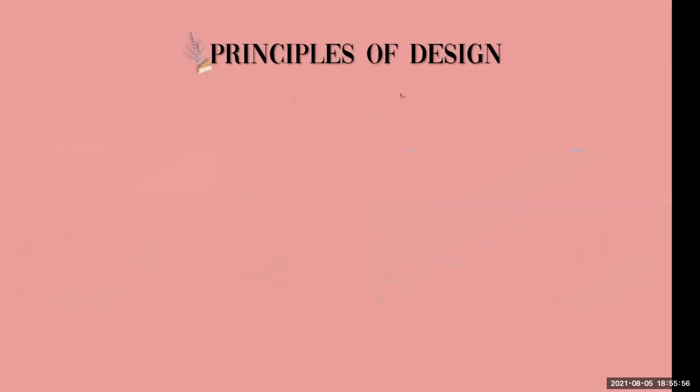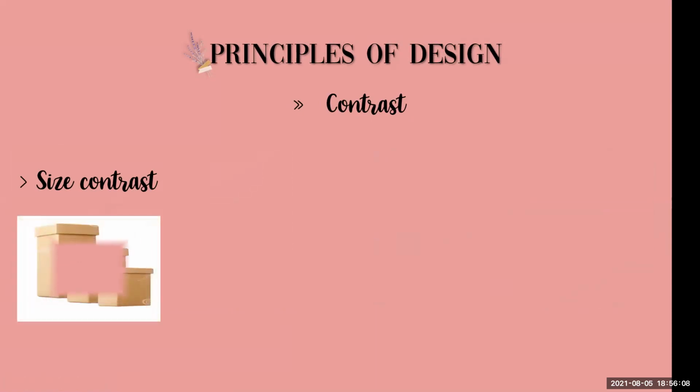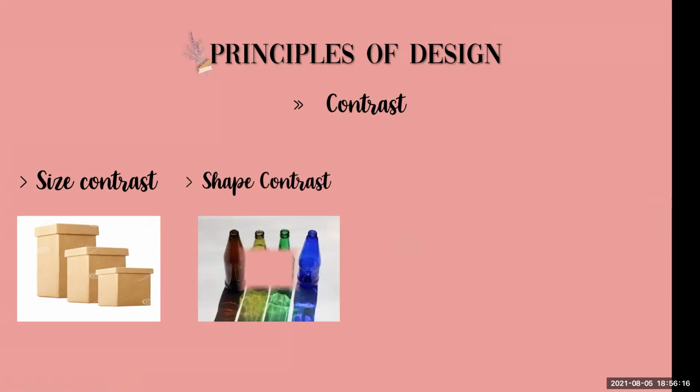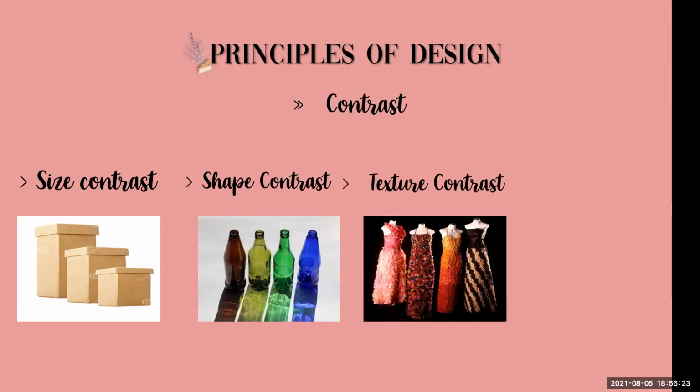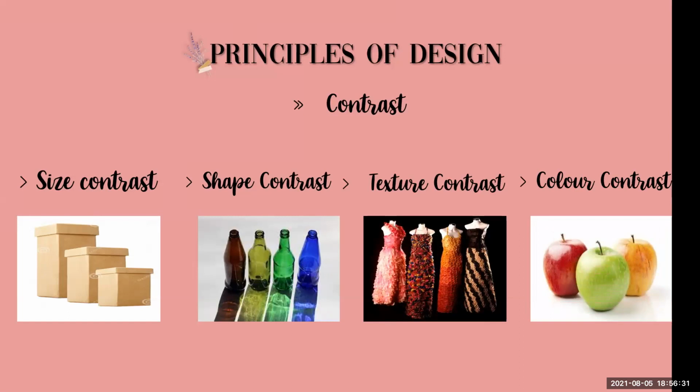Then the next one is contrast. Contrast is an arrangement of opposite elements and effects. The first contrast we're going to discuss is size contrast. Size contrast is the same shape in different sizes. The next one is shape contrast. They are the same sizes used in different shapes. Texture contrast is the same shape and same size in different textures. And the next one is color contrast. It is like different colors.